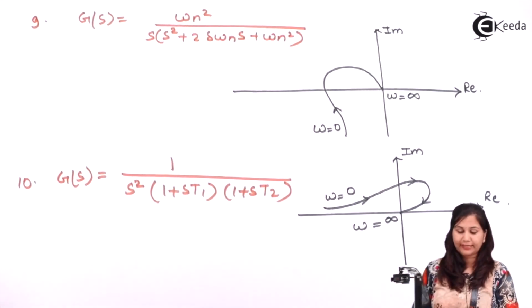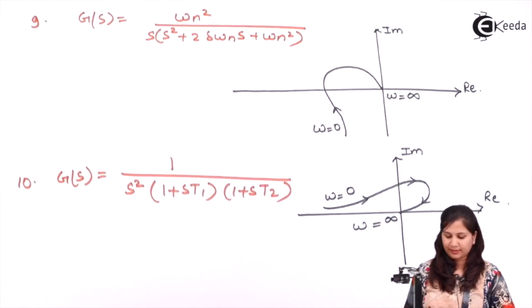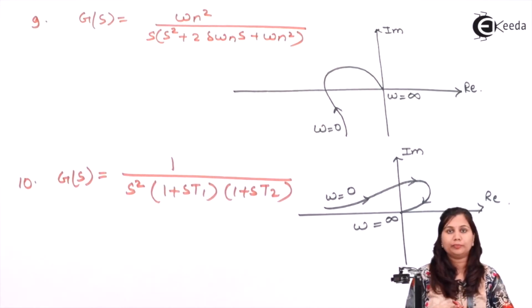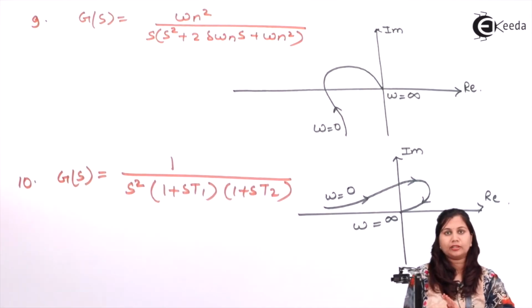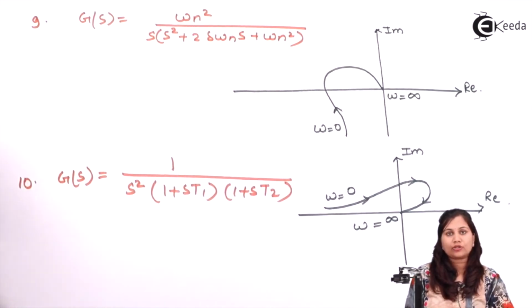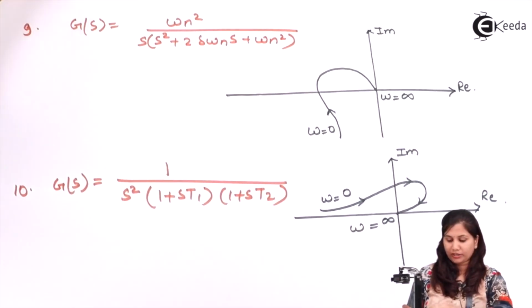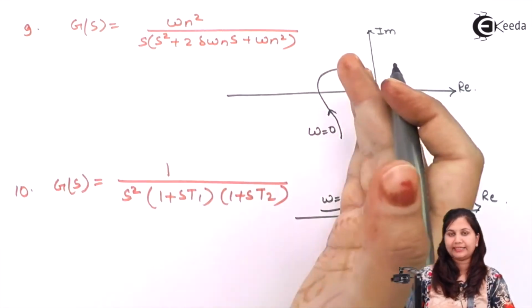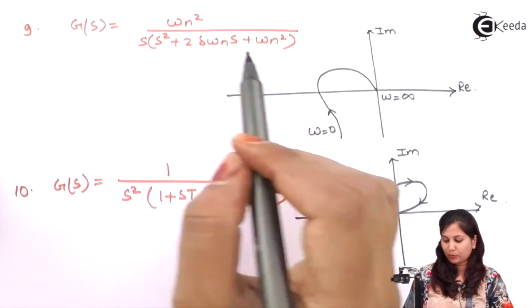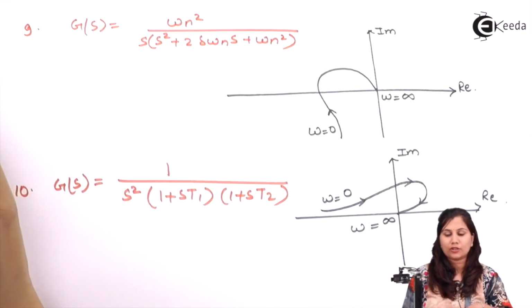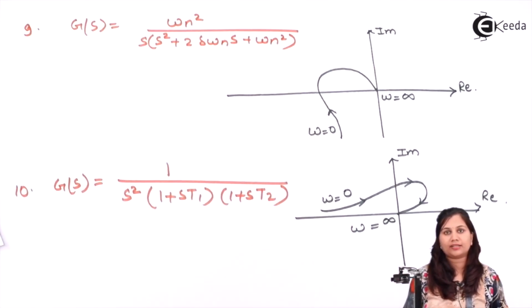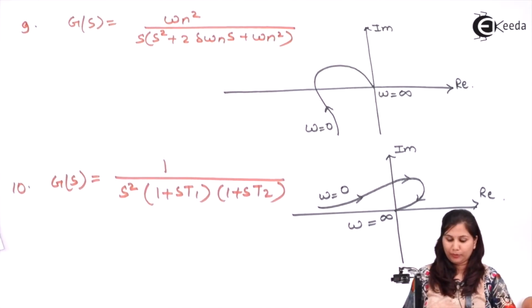So these are the 10 transfer functions. These are the typical transfer functions for which we have got the polar plot. So whenever we have any question to sketch the polar plot of a system, we will see what form of the transfer function we have, and then we have an idea that its polar plot will be like this. So we can compare the transfer function with these standard transfer functions and get their polar plots.